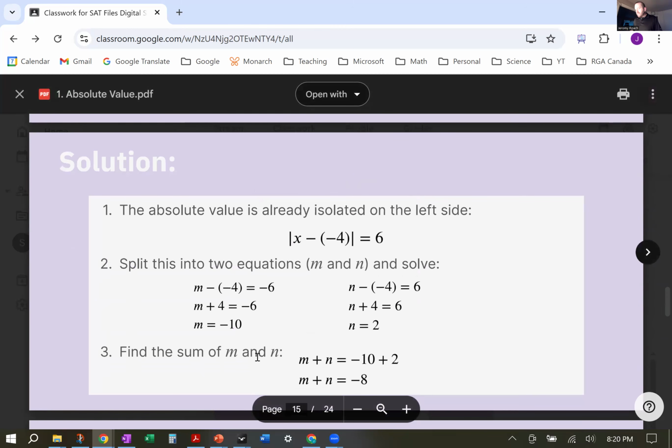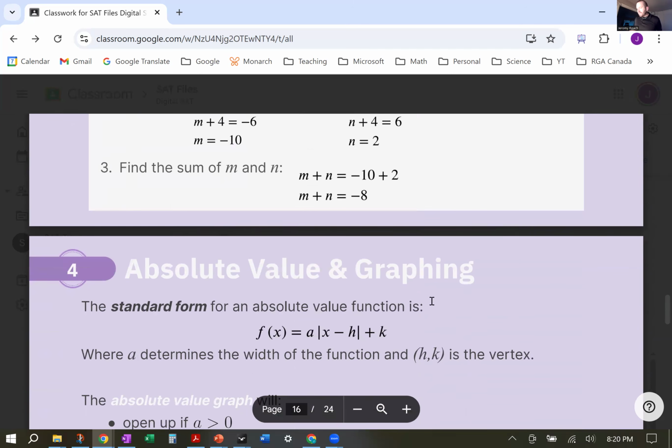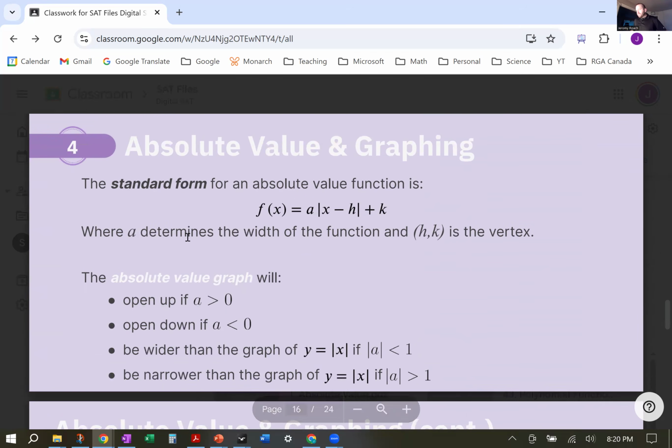It says find the sum of m and n, and that's -8. So that's how you use that last rule there. And then finally is just the standard form for an absolute value function. So A tells us the width of a function.